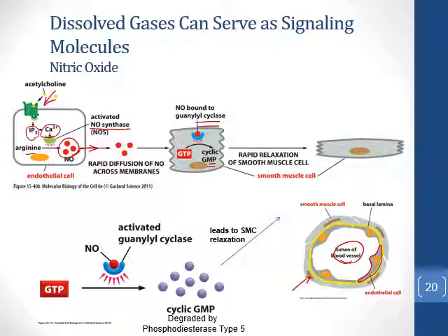Now let's look down here at the bottom and we'll see this in a little bit more detail. Here's GTP. There's nitric oxide binding to guanylyl cyclase. We're converting it to cyclic GMP, and it's that cyclic GMP that leads to smooth muscle cell relaxation. So in that case, what is your signaling molecule? Your signaling molecule is a gas.